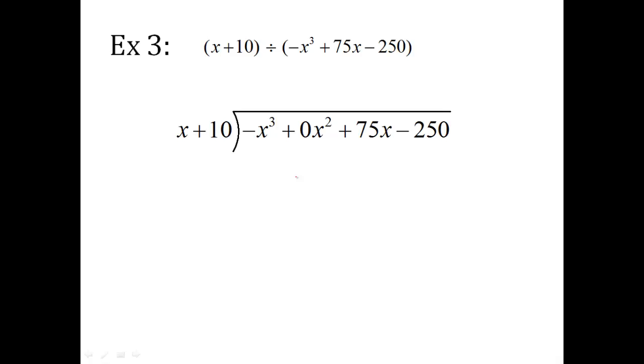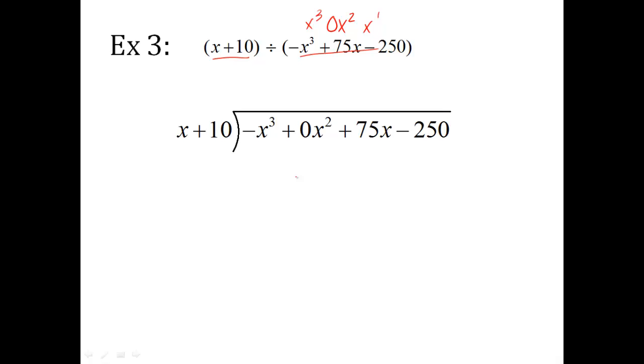Last example here. All right, so here's what's being divided, and here's your divisor. So notice something here. This goes x to the third, there is no x squared, and it jumps to x to the first. So I have to put in a placeholder for x squared, and so I put in a 0x squared when I build my division problem. You have to have every power of x represented. You have to have the placeholders, otherwise it will not work.